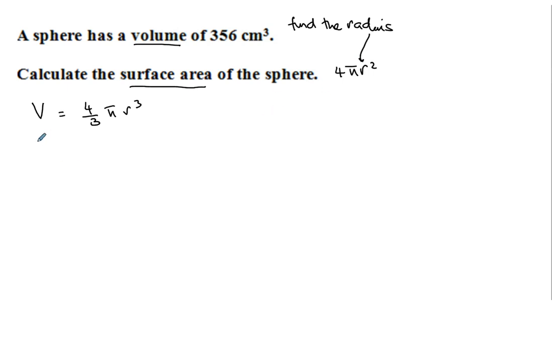So the volume is 356 equals 4/3 pi r cubed. What was done to the r? It was cubed. It was multiplied by 4 pi and then divided by 3. So we go backwards and we multiply by 3, divide by 4 pi, and cube root this.